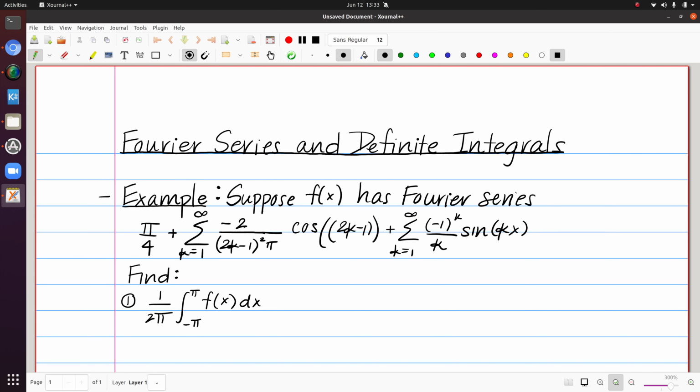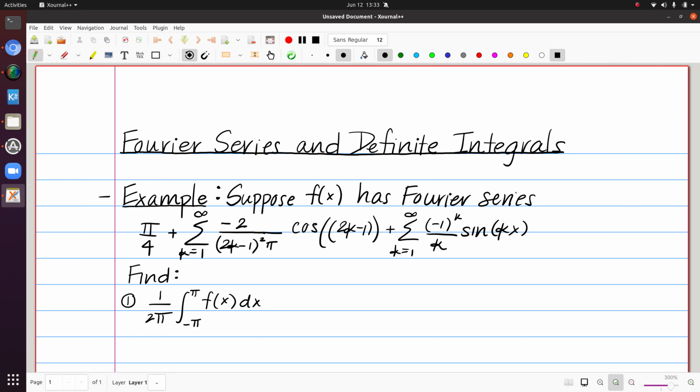Because the coefficients for a Fourier series involve integrals of f of x in some way, we can use a known Fourier series to work backwards to answer questions that involve integrals of f of x. In particular, suppose that I know a function f of x has this particular Fourier series written here, but I don't know what f of x is.